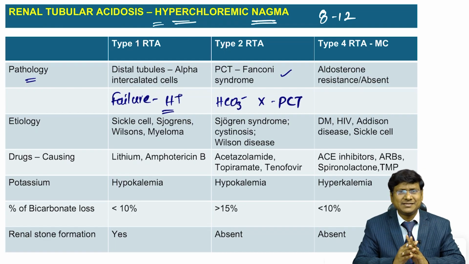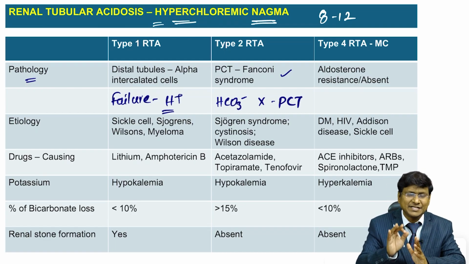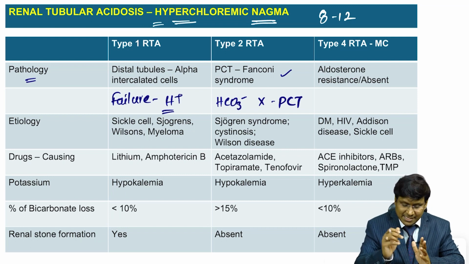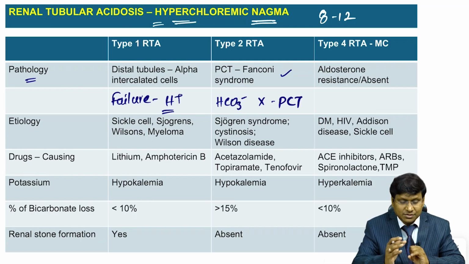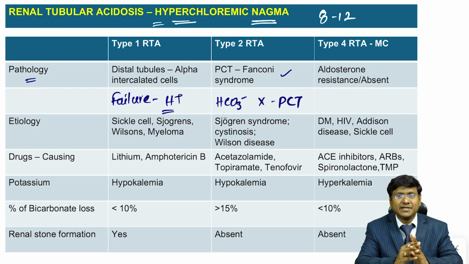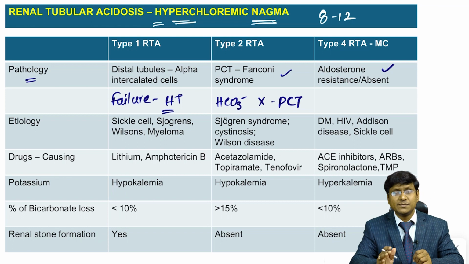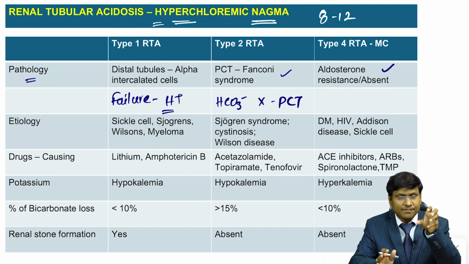Now, when we use the term Fanconi syndrome, in the PCT it is not just bicarbonate that is not absorbed. There are many other substances which will not be absorbed in type 2 renal tubular acidosis. Glucose is not absorbed, resulting in glucosuria. Uric acid is not absorbed, resulting in uricosuria. Phosphate is not absorbed, resulting in phosphaturia. Bicarbonate is not absorbed, resulting in bicarbonaturia. That is what you will observe in type 2 renal tubular acidosis. Whereas in type 4 renal tubular acidosis, it is not exactly a pathology of the tubule.